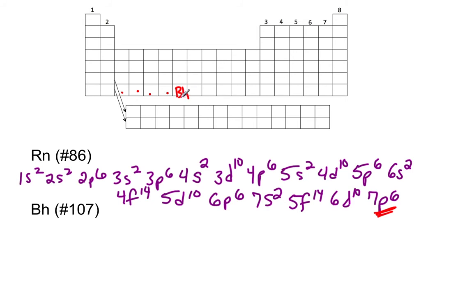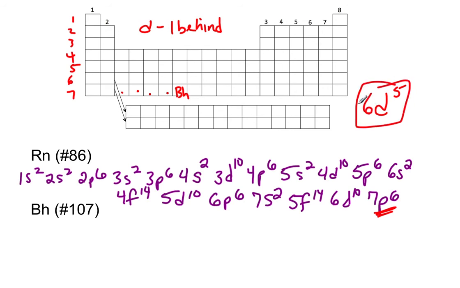Now the question is, where is there? This is the D block, so I know it's going to end in D. This is 1, 2, 3, 4, 5, so it's D5. And you have to remember that D is always going to be 1 behind. So whatever regular row or period you're in, 1, 2, 3, 4, 5, 6, 7, it's always going to be 1 behind. So 7 minus 1 is going to be 6. So I'm going to continue on until I get to 6d5.